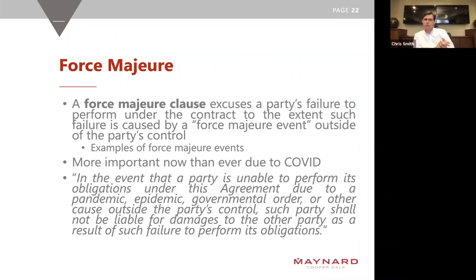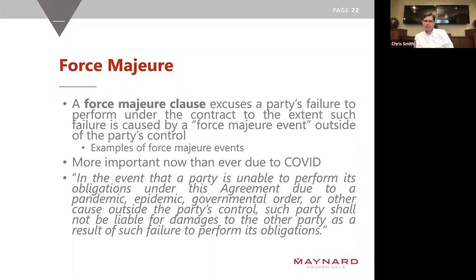Not all force majeure clauses are created the same. Some are much more specific and limited. And some are very broad and all encompassing. And you'll see an example provision here at the bottom of the slide. In the event that a party is unable to perform its obligations under this agreement due to a pandemic, epidemic, governmental order, or other cause outside the party's control, such party shall not be liable for damage to the other party as a result of essentially a breach.